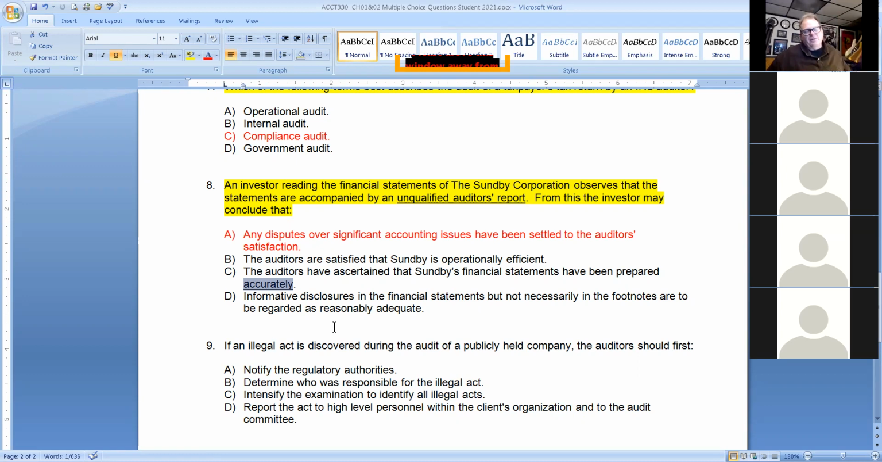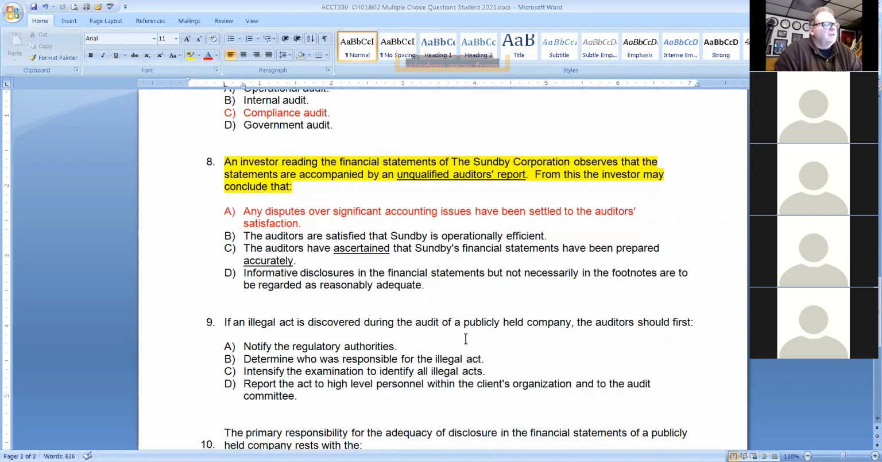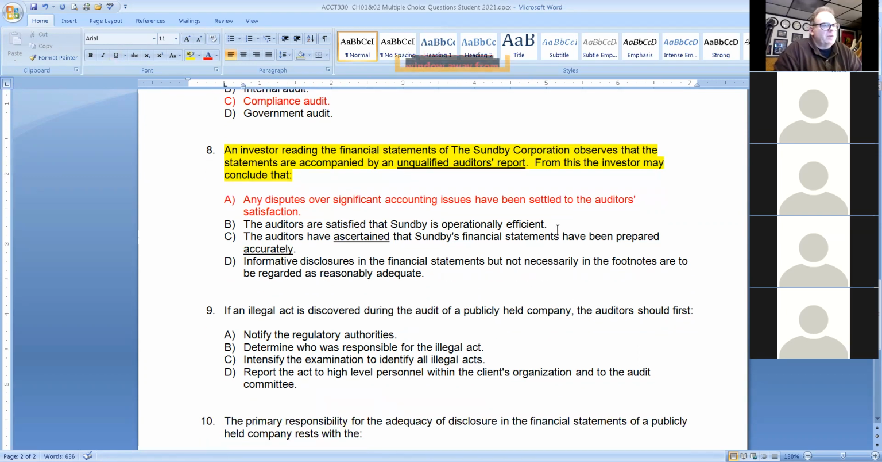We say they're free of material misstatements, with reasonable assurance. And again, it's reasonable assurance. And the footnotes are required. Most times there's more information in the footnotes than there is in the financial statements.